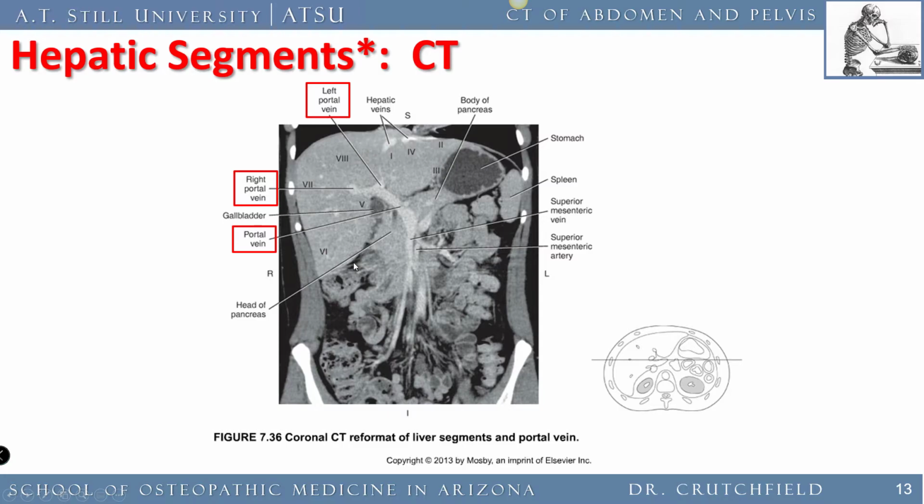And please don't memorize these, but let's follow some of the vascular anatomy. So here's our portal vein, and it's splitting into a left portal vein and a right portal vein. Of course, here's the head of the pancreas. Superior mesenteric artery is right there. This is the artery. And superior mesenteric vein is here. So that portal vein is made up of a splenic vein, a superior mesenteric vein, and an inferior mesenteric vein. And I suspect that might be the inferior mesenteric vein.